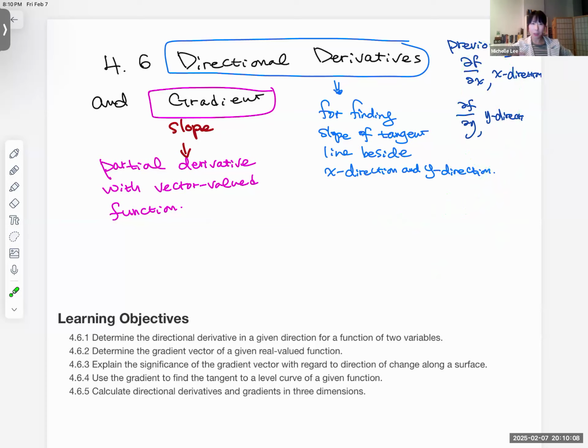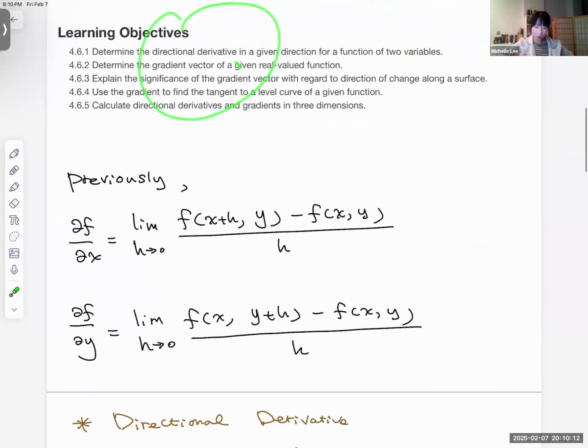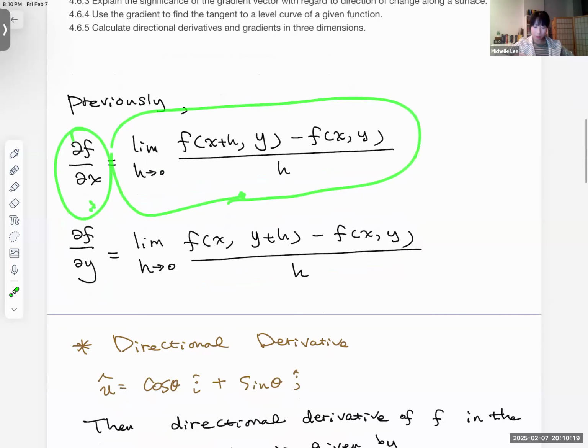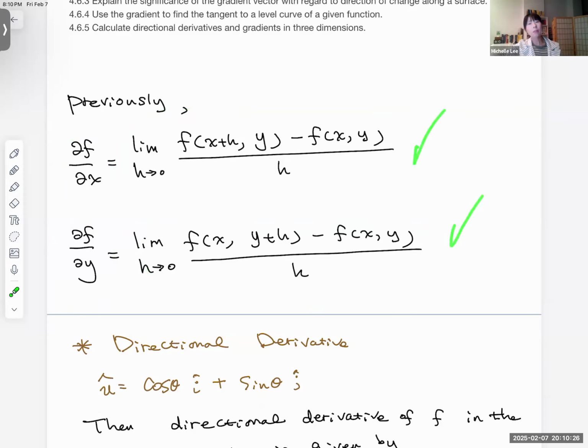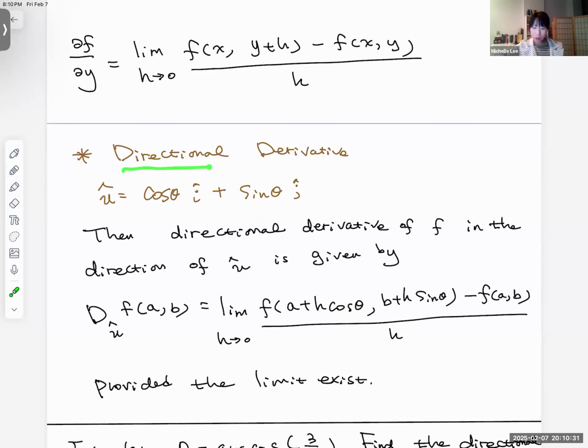All right. Okay, let's do it. We have a learning objective. Okay, so how do you find the partial derivative with respect to x? So we have the formula, and then we have the partial derivative with respect to y. We have a formula. Okay, so that is the last section we talked about. This section is about the directional derivative. So in which direction do we want to find the derivative? So we have the formula.